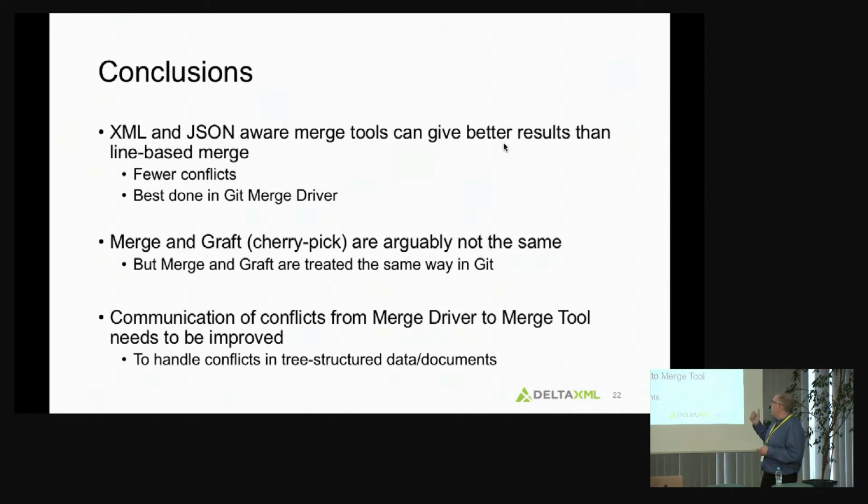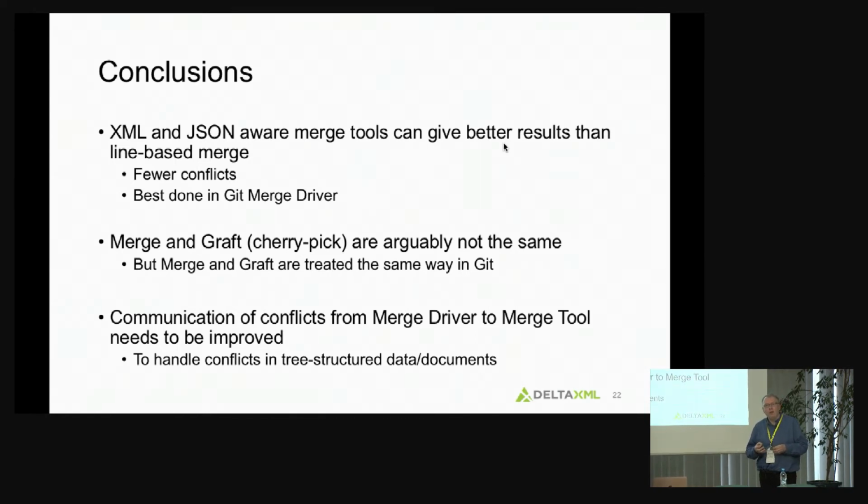So Robin has argued that merge and graft, or cherry-pick, are arguably not the same, but they're treated in the same way in Git, and we're seeing that as a problem. We haven't yet found a way in the merge driver to know if we are doing a merge or a cherry-pick. And if anybody knows a solution to that problem, I'd love to hear about it.